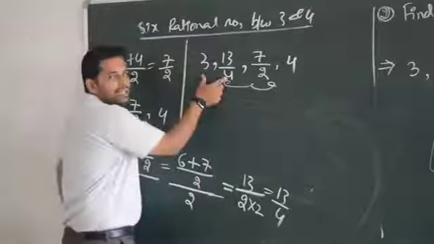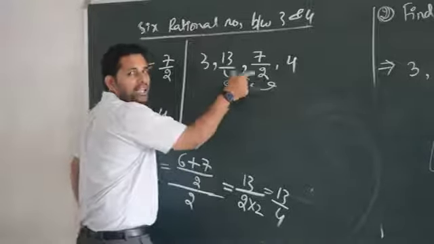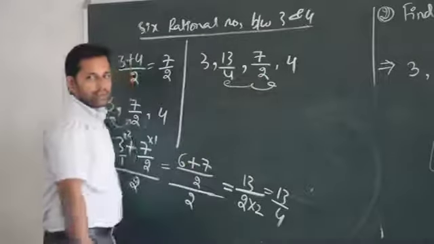Again add these numbers and divide by 2. You will get one more number here. Otherwise, you add these 2 numbers and divide it by 2, you will get one number between them. Are you getting my point?